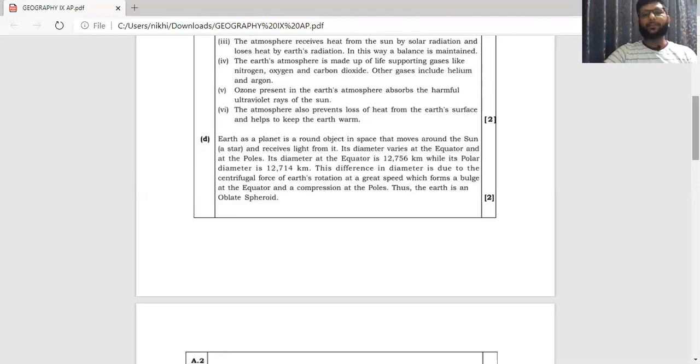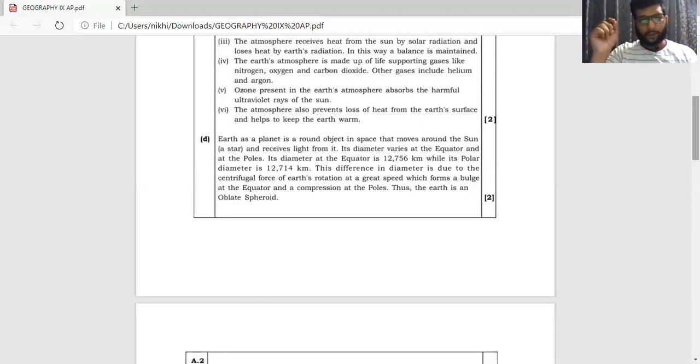Earth as a planet is a round object in space that moves around the sun, that is a star, and receives light from it. Its diameter varies at the equator and at the poles. Its diameter at the equator is 12,756 kilometers, while its polar diameter is 12,714 kilometers. Children, remember one thing, these are very important points.